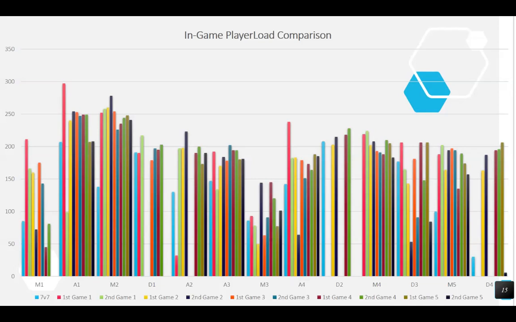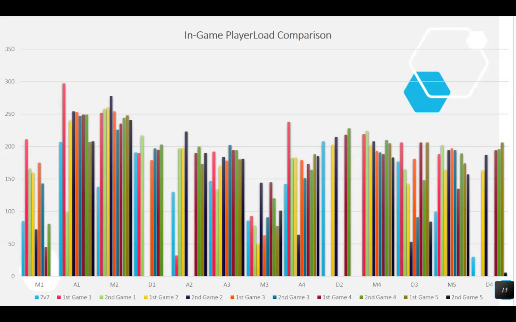That would be all of the blue bars as you go across. But then we can see the first half and the second half, and that's where game 1 comes in, game 2, and so on and so forth. So this is a comparison that we can have to say, how close does an athlete get to their actual game setting as we go through practices?